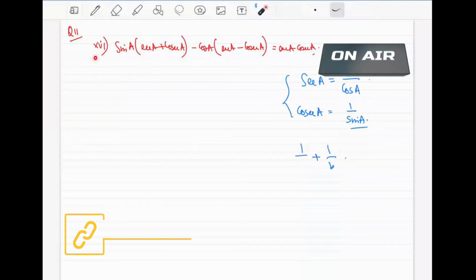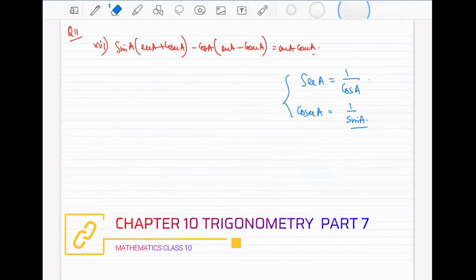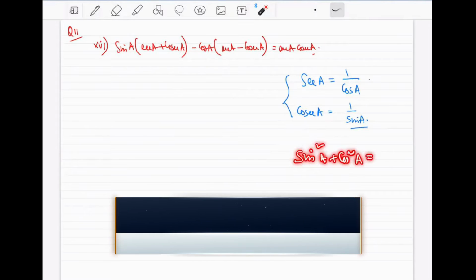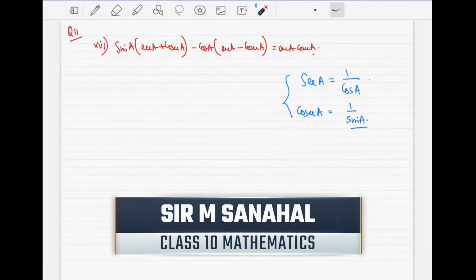Okay, so Roman number 16, as I've been saying, you only need these two formulas right here: sec A and cosec A, and sine square A plus cos square A. If there is theta, same thing. This is always equal to 1. We have been using this since the beginning, very easy formula.